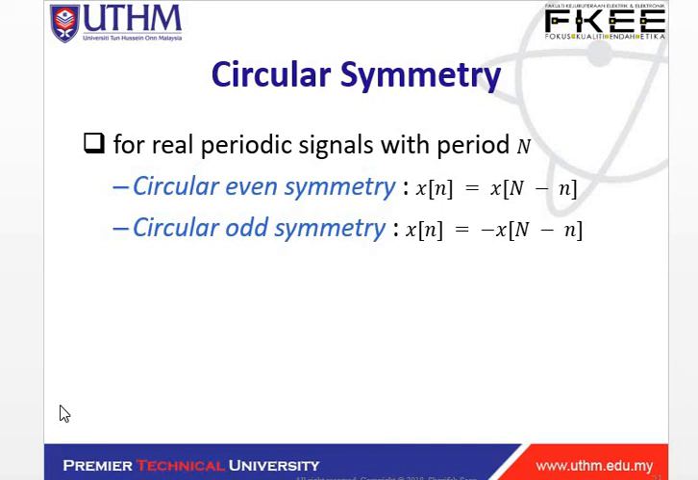And then the next one is the circular symmetry. For a real periodic signal with period N, circular even symmetry is x[n] equal to x[N minus n], whereas for the odd symmetry, it is minus x[N minus n].